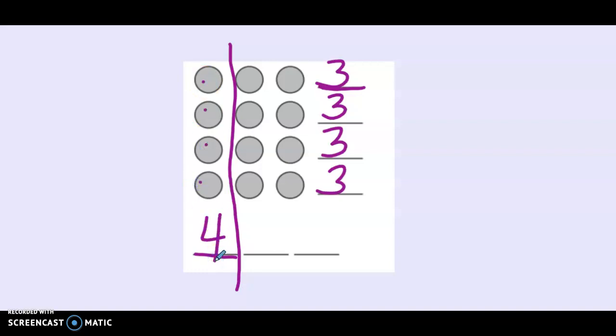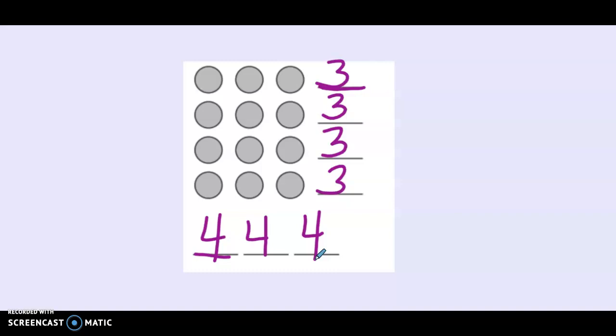1, 2, 3, 4. So this one is different than the rows. Don't just write 3 because the other ones were 3. This one has 4 and this one has 4. Now in some of our problems, it might have lines at the bottom.